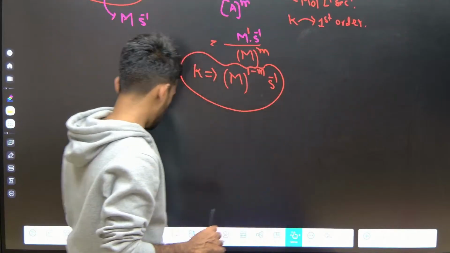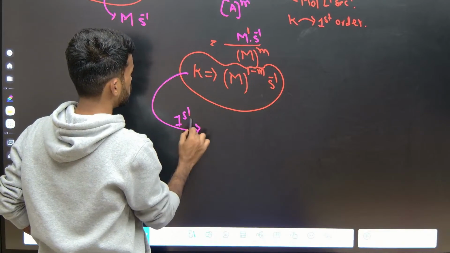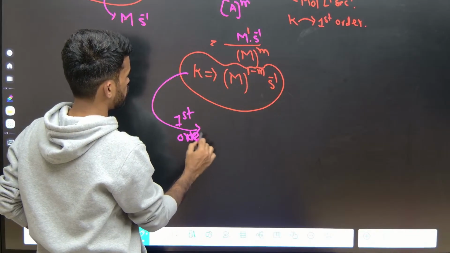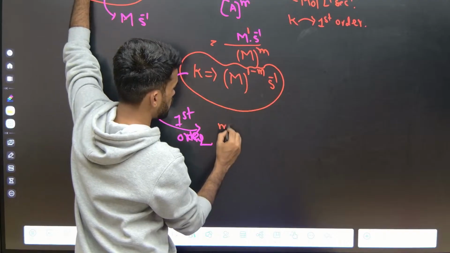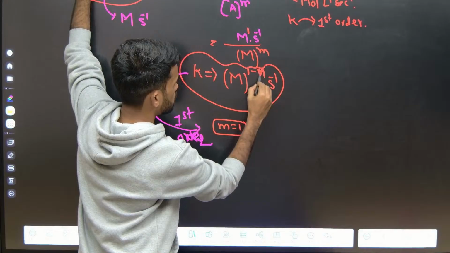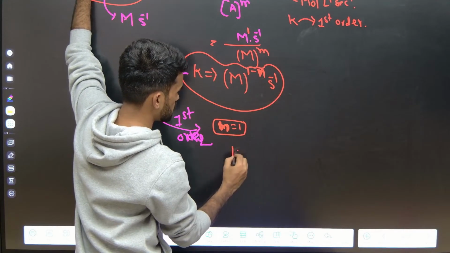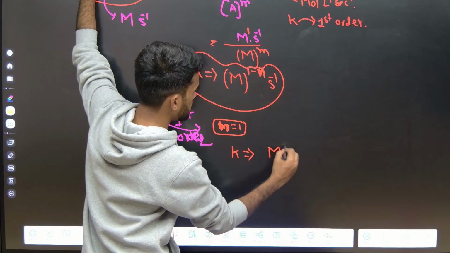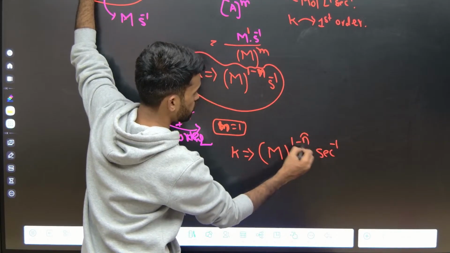So for example, let us understand the units of K for a first order reaction. Okay, so what to take here? The M value you take as 1, the small m value you consider as n. n indicates the order of the reaction. So units of K equals molarity power 1 minus n, second inverse. So what is the n value here?